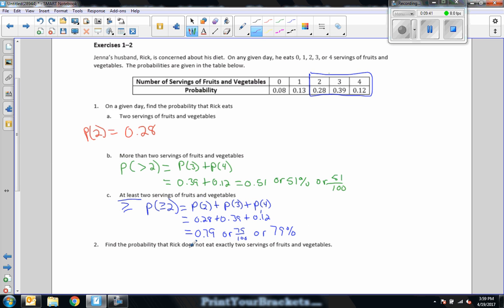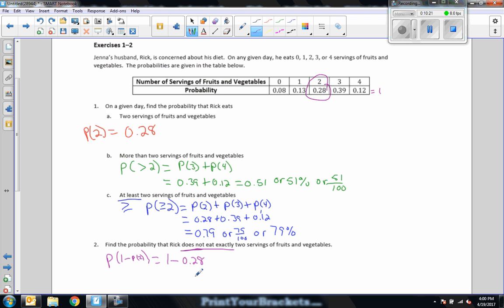2. Find the probability that Rick does not eat exactly 2 servings of fruits and vegetables. Does not eat exactly 2. That means 0, 1, 3, or 4. So remember, in that last example, they told us that the total probability always equals 1. So the probability is going to be 1 minus the probability of eating 2, if you will. That's 1 minus the probability of eating 2, which equals 1 minus 0.28.